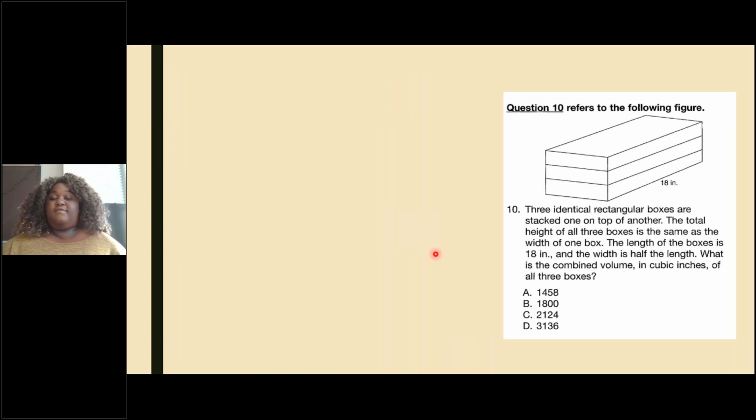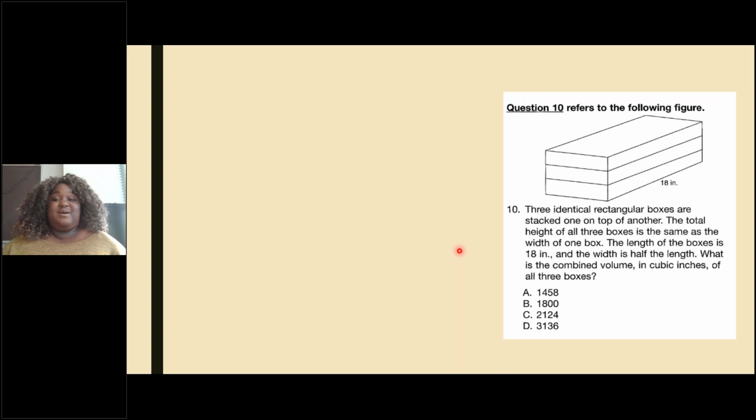So now we have three identical rectangular boxes stacked one on top of another. So we got 1, 2, 3. The total height of all three boxes is the same as the width of one box. The length of the boxes is 18 inches and the width is half the length. What is the combined volume in cubic inches of all three boxes? So it's a lot of words. So let's break it down a bit.